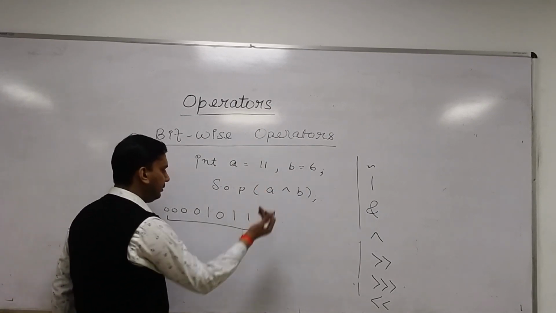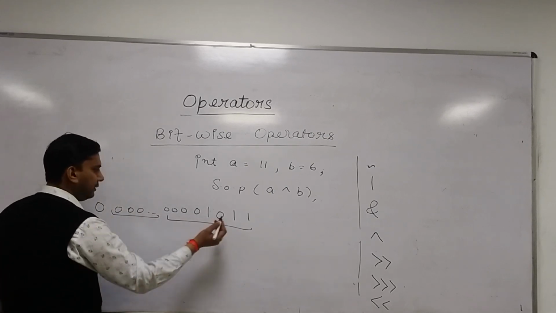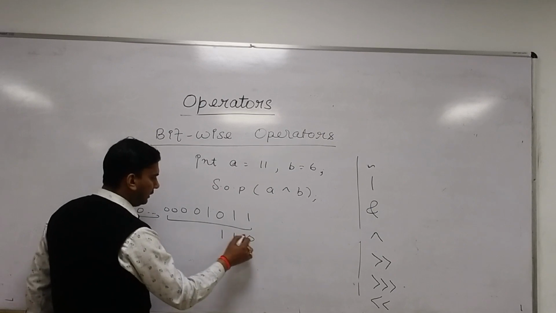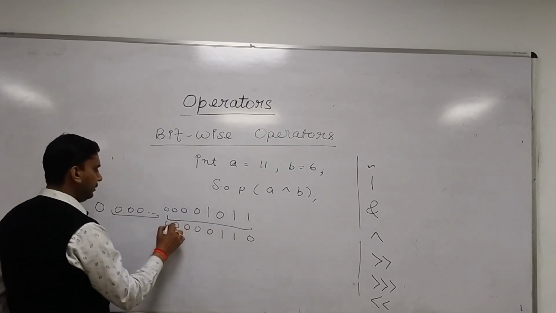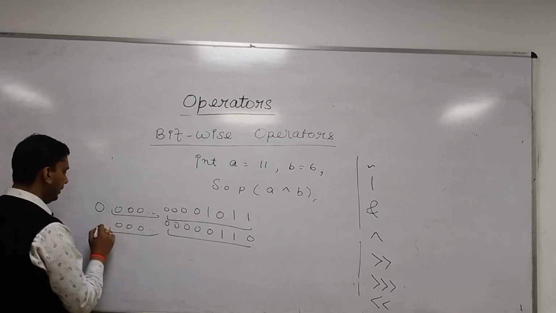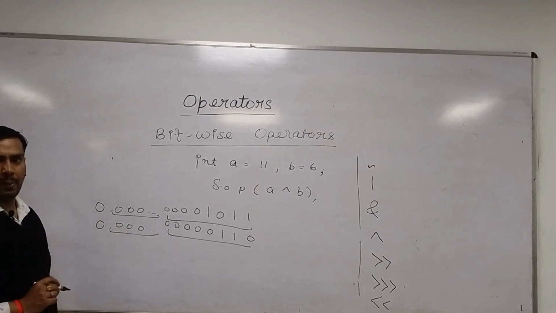Similarly, B is 6, so represent it in binary. 6 means 4 plus 2. So 4 plus 2, the rest are zeros. Then here 23 zeros and the MSB is also 0.